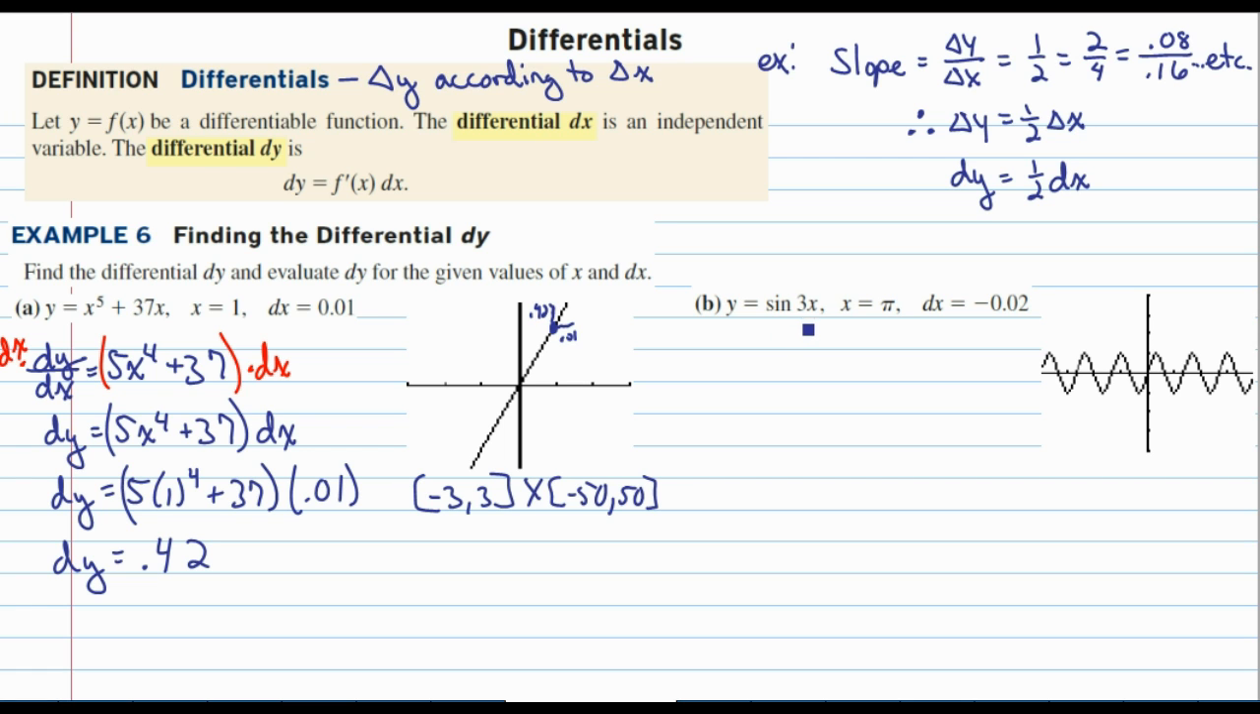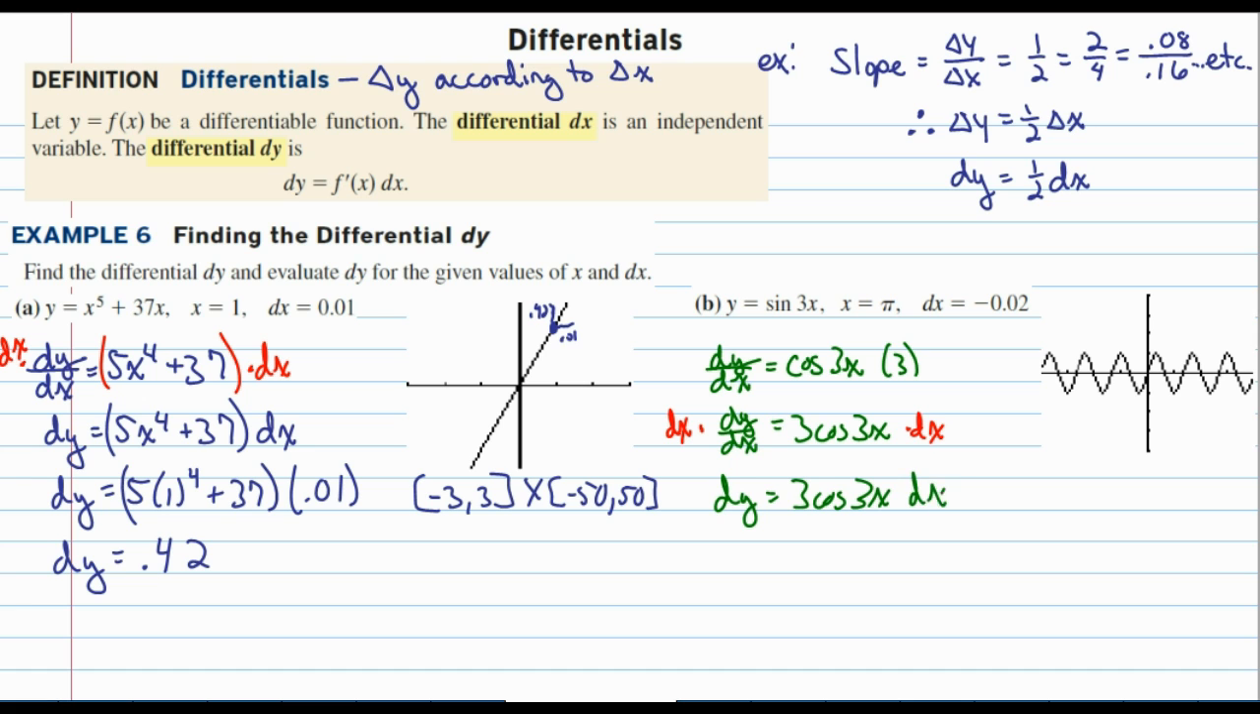Part B, y equals the sine of 3x. We want to know at x equals pi what the change in y, the differential, is when dx, the change in x, is negative 0.02. So I'm going to find the derivative, and I want to find just the differential, so I'm going to multiply both sides by dx, and I get dy equals 3 cosine of 3x dx. Now I can plug in the x value pi, but I want to know at x equals pi, when the x value only moves negative 0.02, what the change in y is, not the change in y according to a unit change in x.